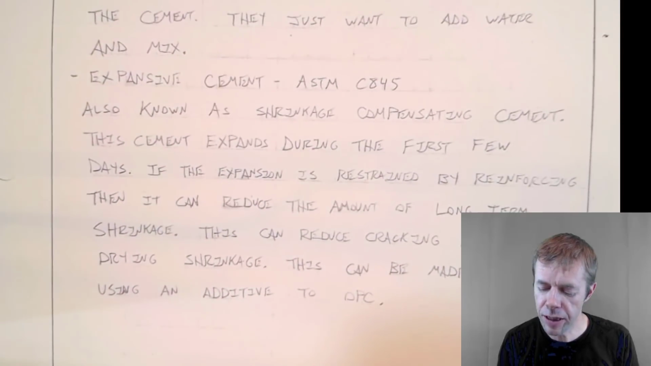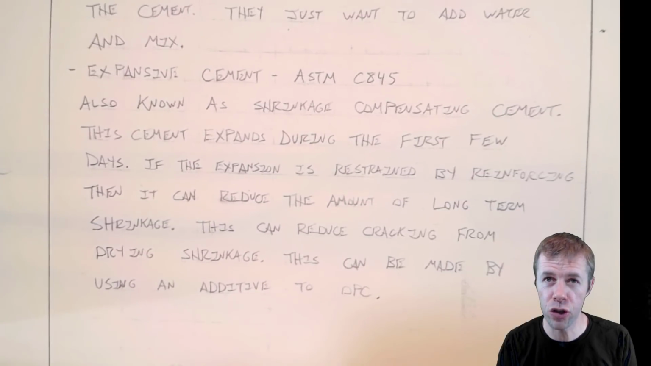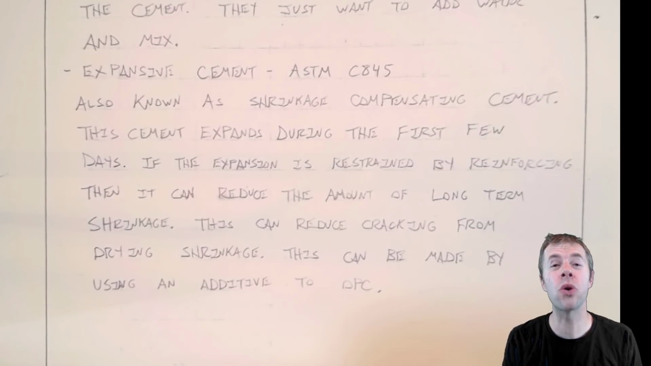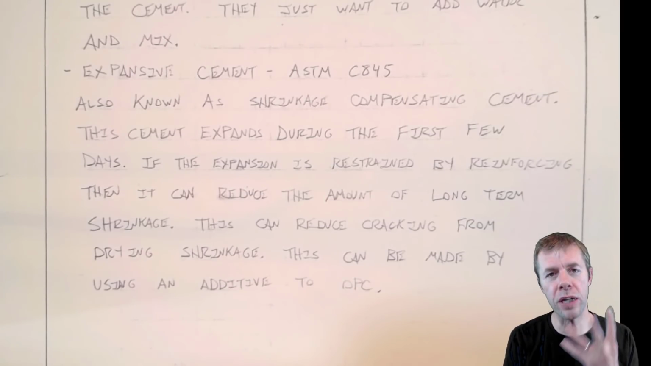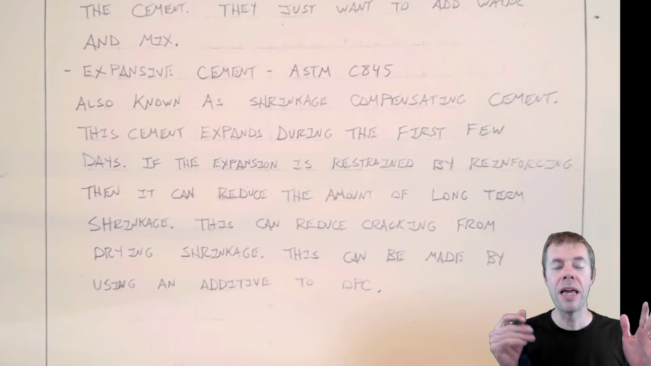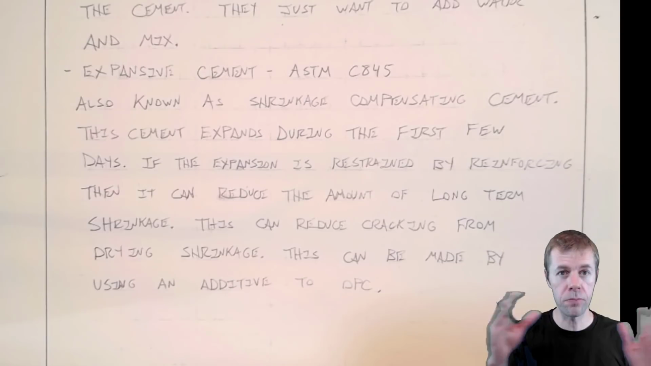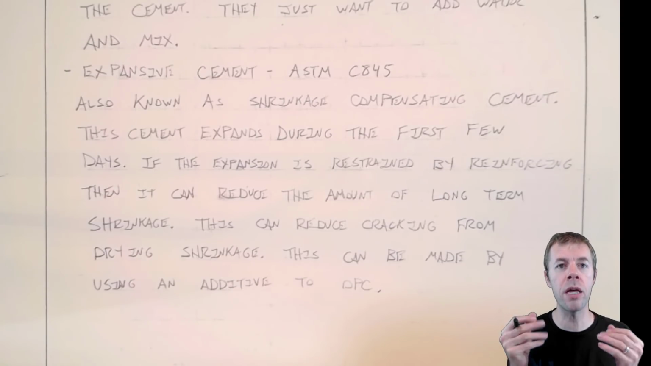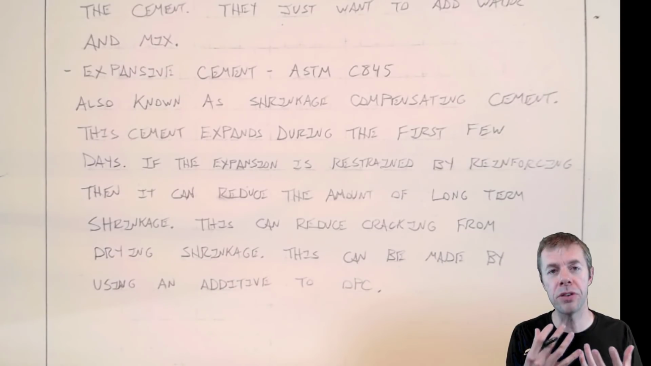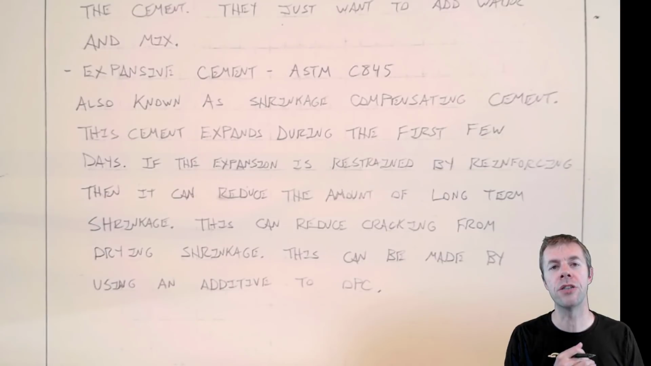Expansive cements. ASTM C845. These are also known as shrinkage compensating cements. And this cement, believe it or not, swells or expands from a specific reaction that happens inside the material over the first about 3 to 4 days. It actually expands and gets longer. Now it still shrinks when it dries out, just like typical Portland cement, but because it's already expanded some, once it does shrink, it will compensate for some of that overall shrinkage. This is very useful in floor slabs, for example, or any other place where shrinkage is a huge concern to you.